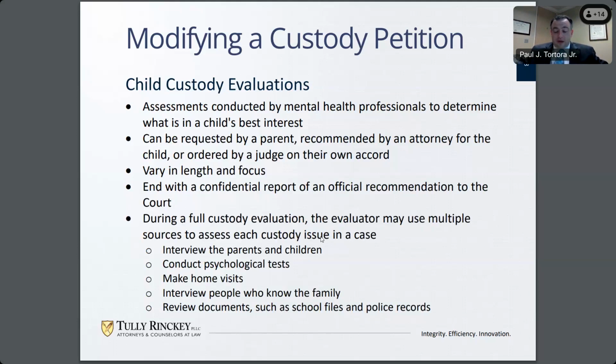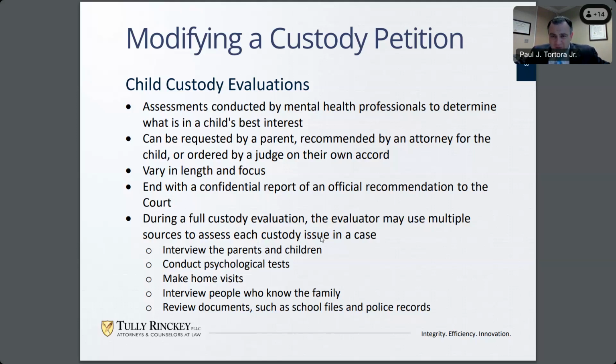Okay, custody evaluations. So these are evaluations done by mental health professionals. It can be requested by either party, recommended by the attorney for the child, or ordered by the judge. The evaluator should be someone objective, who doesn't have any prior relationship with any of the parties or children. And they should have credentials that show that they have some sort of specialized knowledge in child custody evaluations.